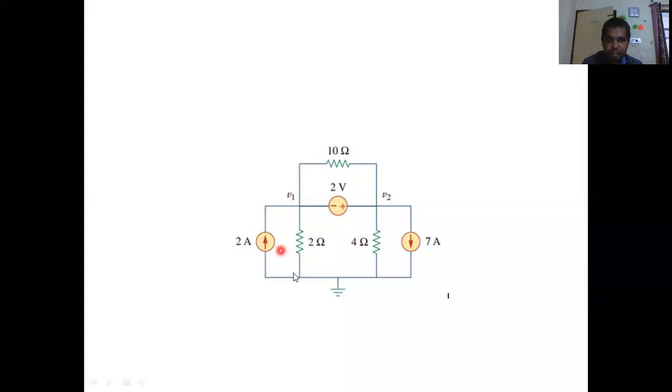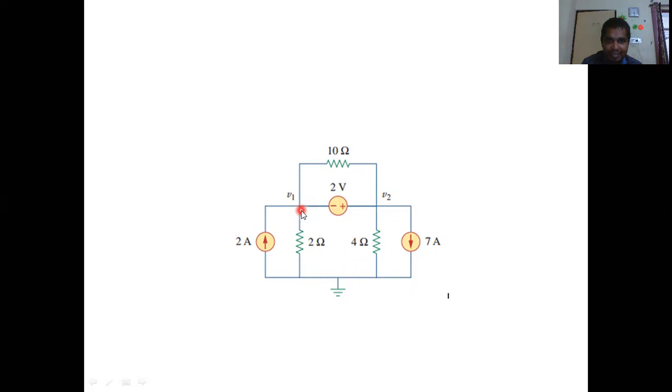Let us take this numerical where I have node 1, node 2, and another node, the reference node. Node 1 has voltage V1, node 2 has voltage V2. Here I have a 2 volt voltage source as a common branch between V1 and V2. I do not have anything else between nodes 1 and 2 except this 2 volt source. So here you will make a super node by taking these two individual nodes as a single node.